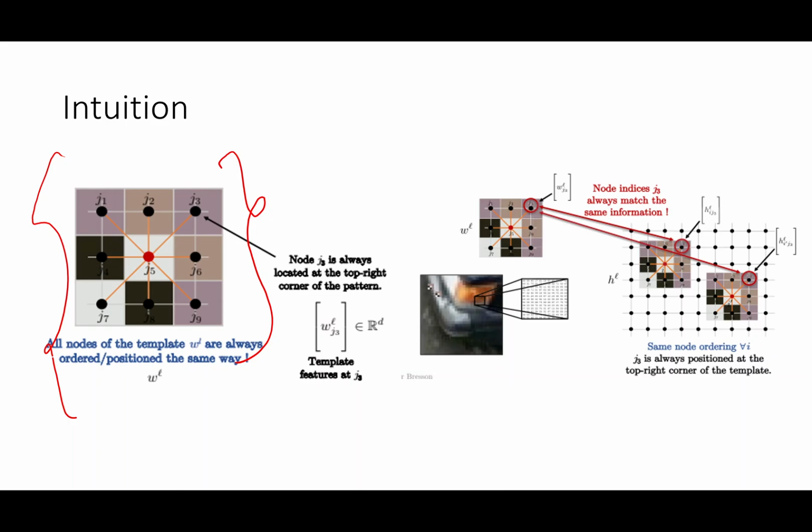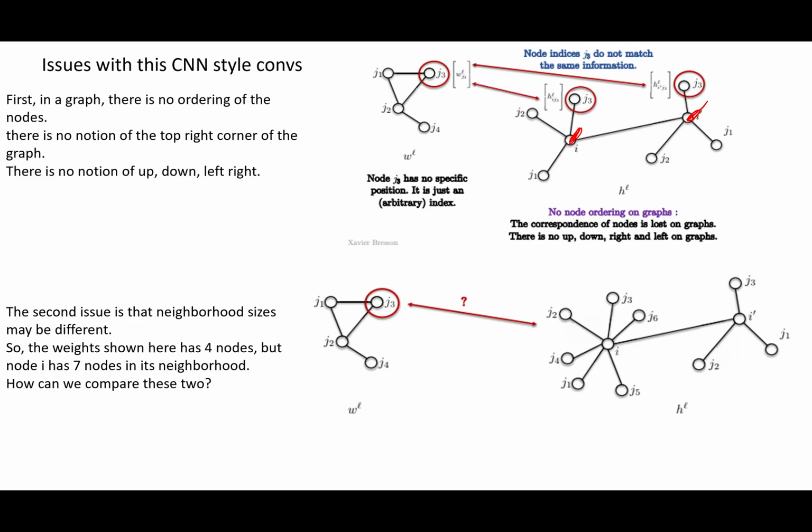For example, this is a graph representing you on Facebook and me on Facebook. And if we were to do a convolution on you, what will be top right of you? What will be bottom left of you? And how will a convolution kernel layer on top of you? And how will it calculate? How will it multiply and add them all? There is no notion of top right corner of the graph. There is no notion of up, down, left, and right.